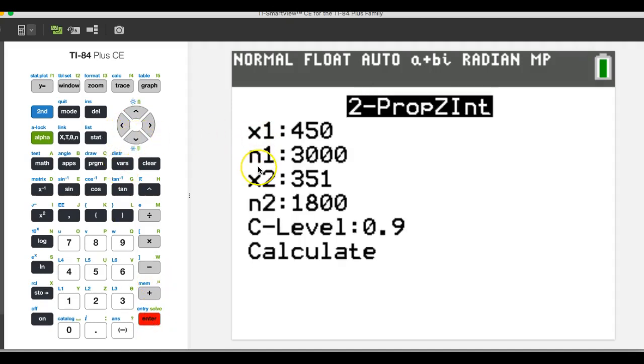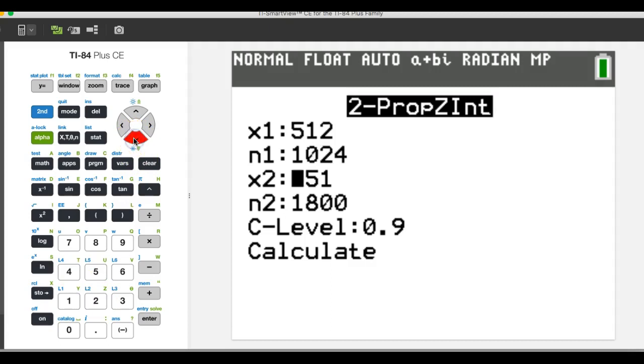And notice we have x1, n1, x2, n2. Those are the number of successes in each group. And we're also going to be entering our sample sizes. So the number of successes in the first group was 512 out of 1,024.